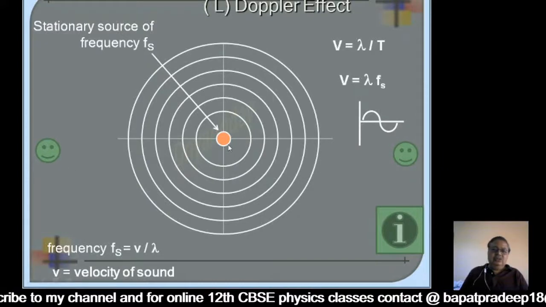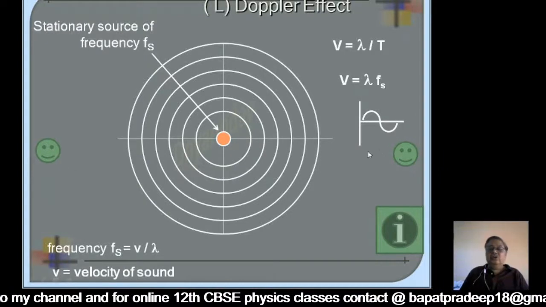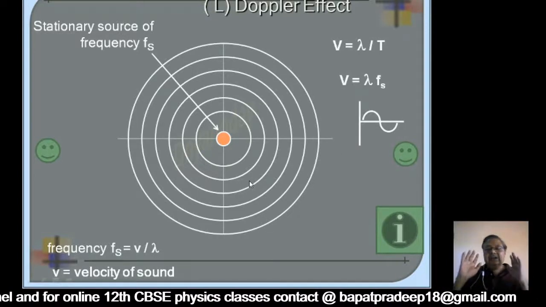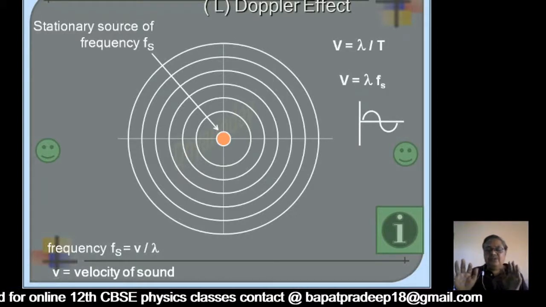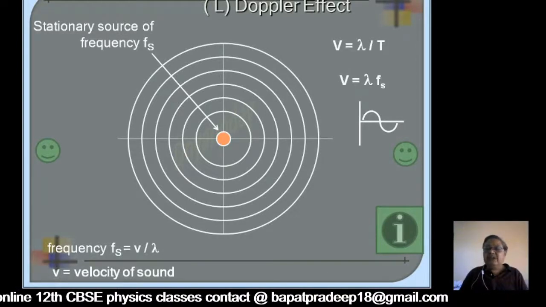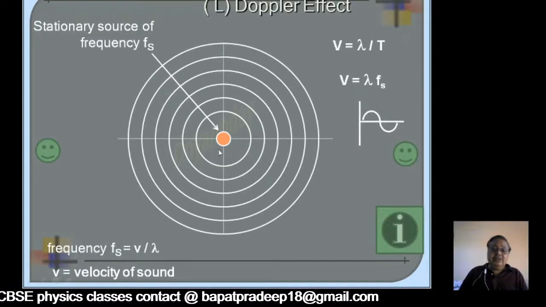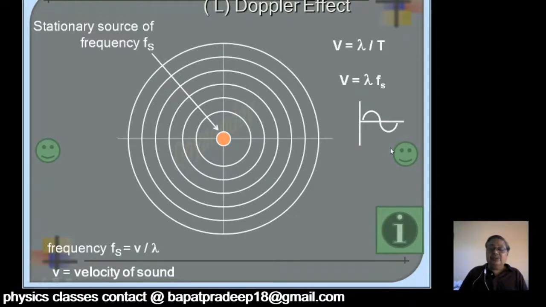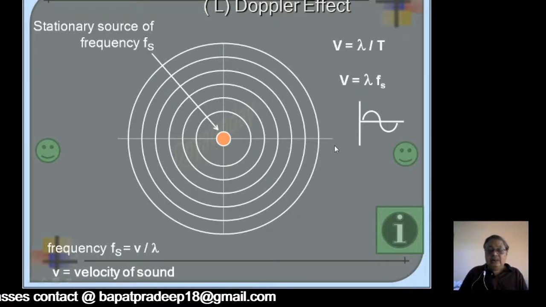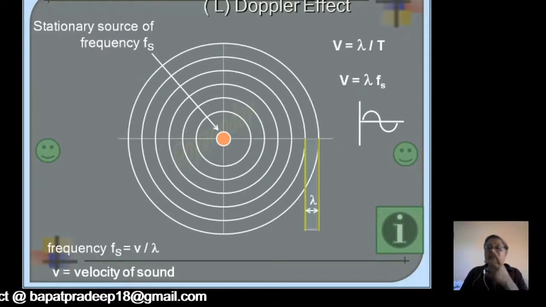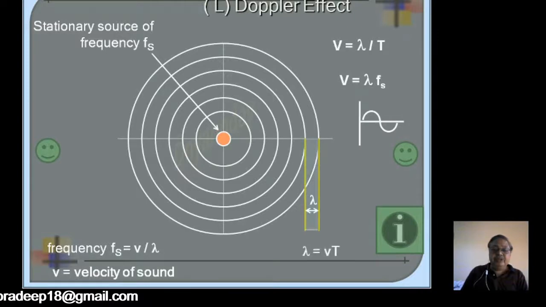Now here there is a source of sound. There are two observers, one on this side, one on this side, and both observers will hear that sound with the same frequency, pitch, and loudness. There will not be any difference because the source is stationary and the waves are moving radially outward, and therefore the sound approaching both sides will have the same frequency and wavelength. So if lambda is the wavelength, V will be equal to lambda by T, or V is equal to lambda into Fs.